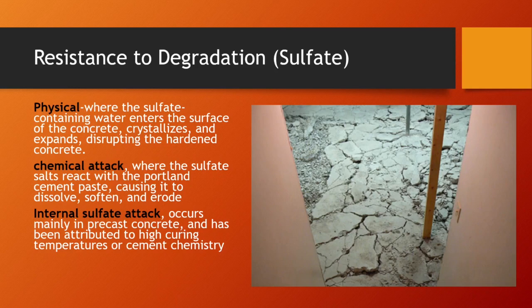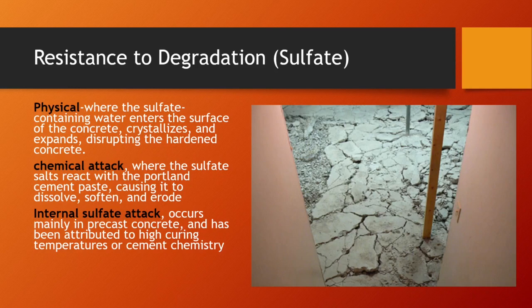So if we look at a physical attack, this is where the sulfate containing water enters the surface of the concrete, it crystallizes and expands, disrupting the hardened concrete. So you know that fluids expand when they're frozen. It's the same thing, and it's the same thing when we talk about freeze thaw, of which we'll cover shortly. We've got the chemical attack, where the sulfate salts react with the Portland cement paste, which is a cement powder, and it causes it to dissolve, soften and erode.